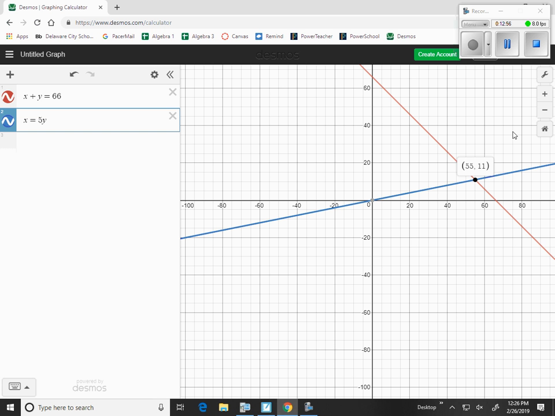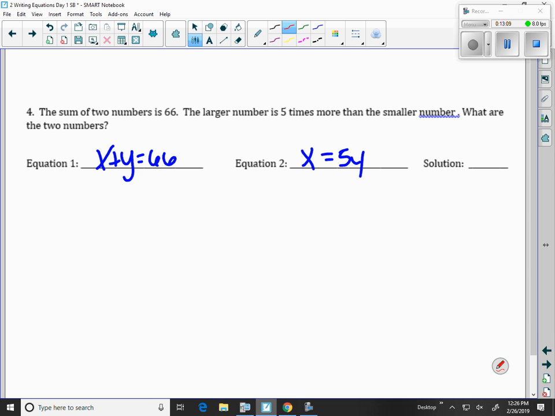All right, 55 and 11. So think about it, if you took 11 multiplied by 5, you would get 55, and then 55 plus 11 is 66. You catching on with me? Yeah. Easy, easy peasy.